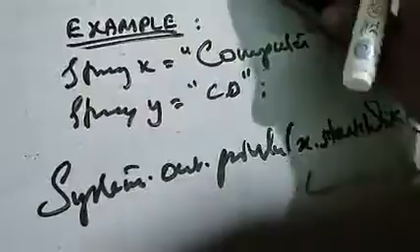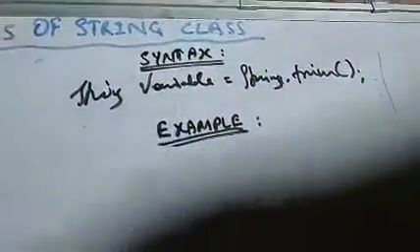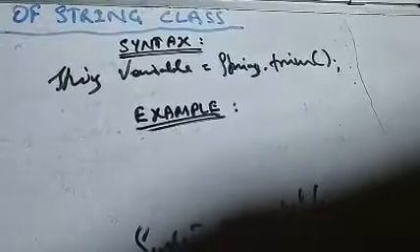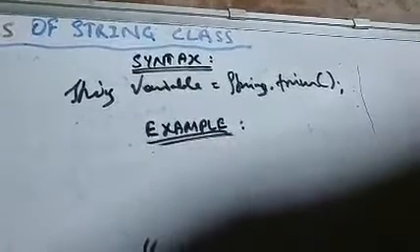Okay. Then we have the next one, that is the trim function. Trim function we have string variable equals to string.trim. This trim function is basically used to truncate or remove the extra spaces that are present within a string, either at the beginning of the string or at the end of the string, not in the middle. So the leading spaces as well as the trailing spaces are removed with the help of the trim function.